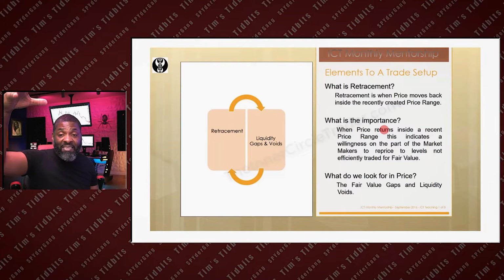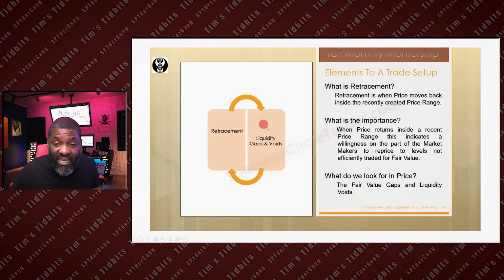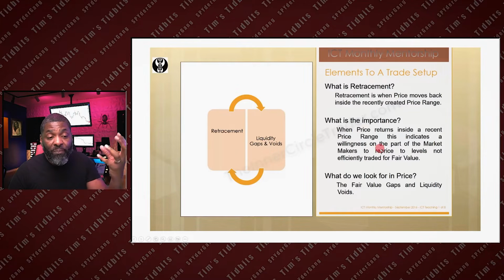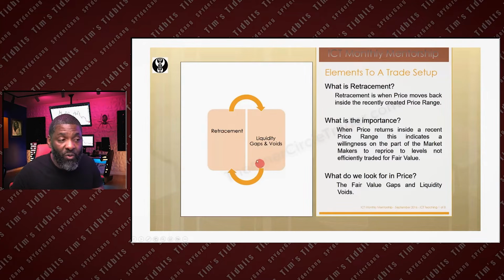When it expands out, if it leaves any imbalances and it starts to retrace back into there, that is the market maker, aka IPTA, aka the algo. That's the market maker showing a willingness to reprice back into those levels. Why? To take care of those inefficiencies, right?